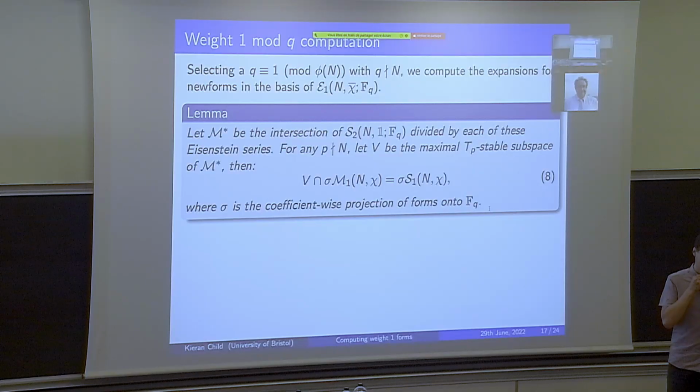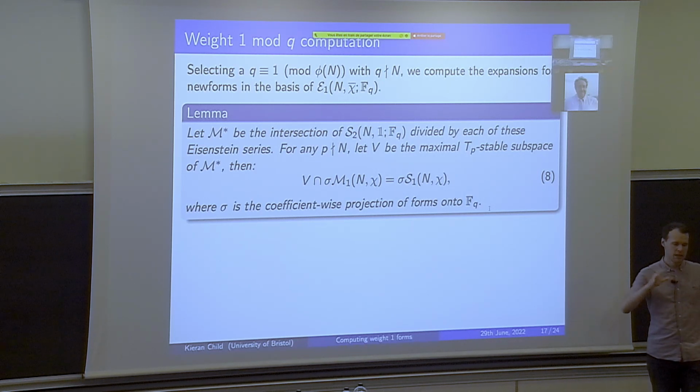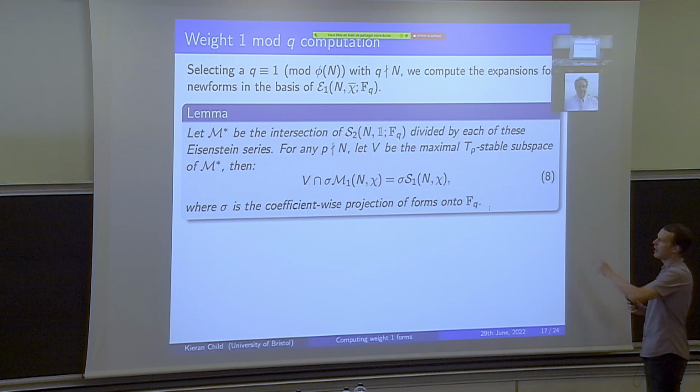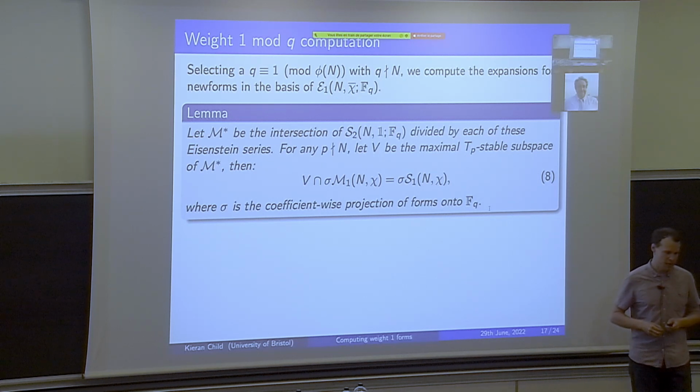Then what we do is we find the intersection of that space divided by each of the newform Eisenstein series, the intersection of those, and we take the T_P stable subspace, again, P is just the least prime not dividing n, and what we get is some noise coming from ethereal forms or from modular functions, but in addition to those, we have anything that's a projection of a modular form, we have the cusp form space that we were after.